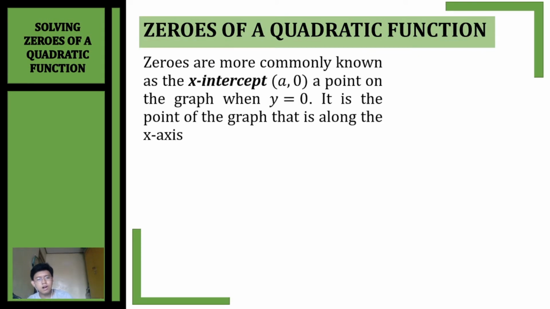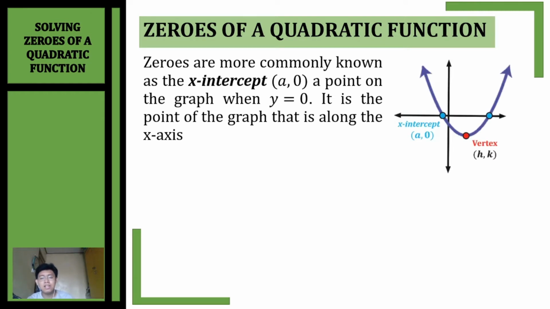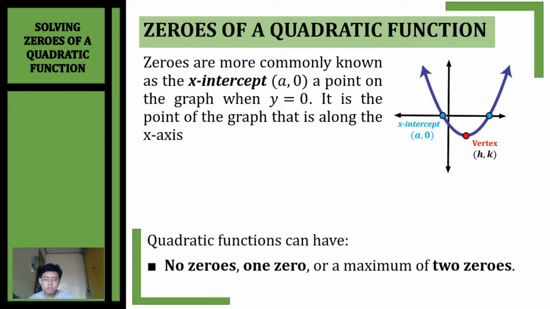So, zeros are commonly known as the x-intercept, a point of the graph when y is equal to 0. It is the point of the graph that is along the x-axis. So again, it's the part of the graph that touches the x-axis or that passes through our x-axis. A quadratic function can have no zeros, 1 zero, or a maximum of 2 zeros.